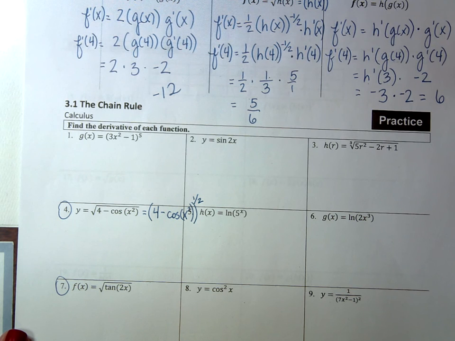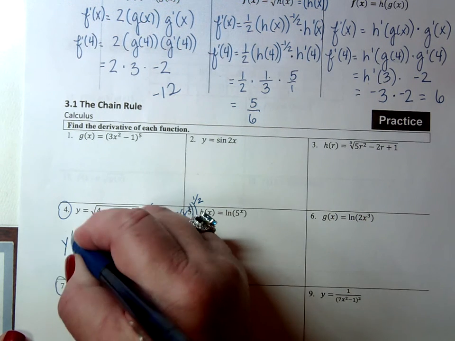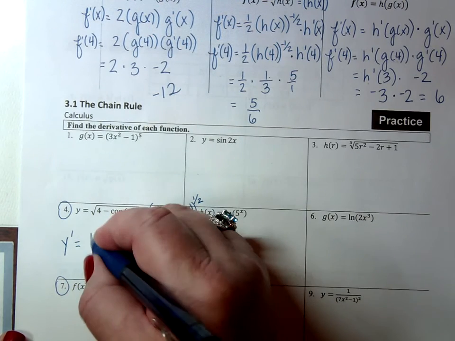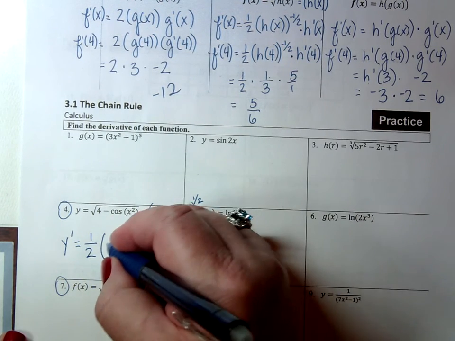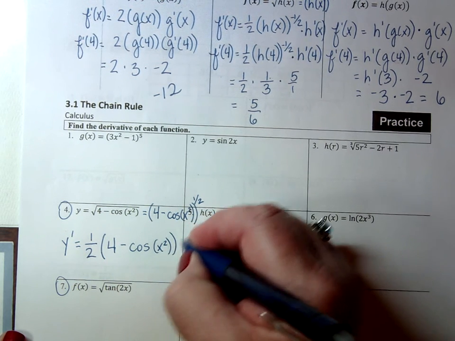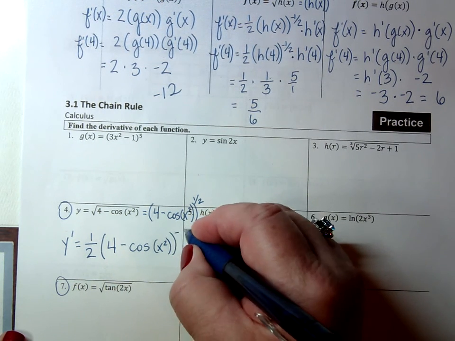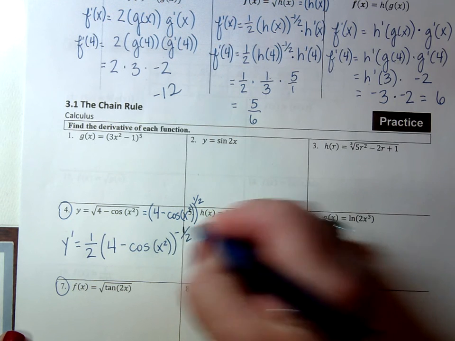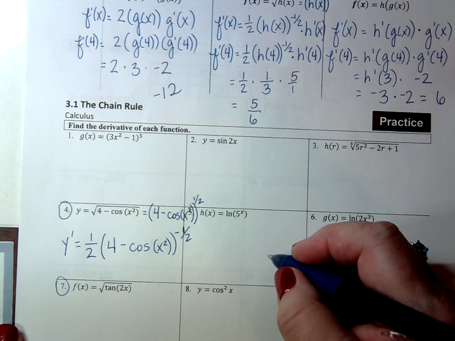So I'm going to use the power rule like I've been doing. Y prime equals, the half comes down in front. I keep the group exactly the way it is, 4 minus the cosine of x squared, but I take it to 1 less power. That's a negative 1/2 power. But now I need to do the derivative of what's inside. Here comes my chain rule.